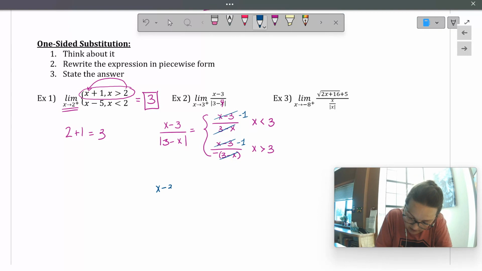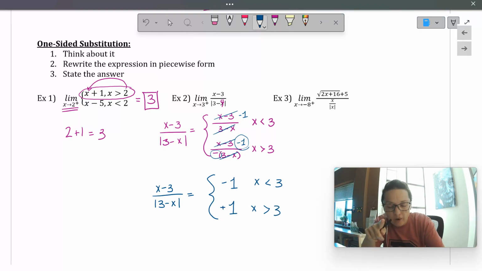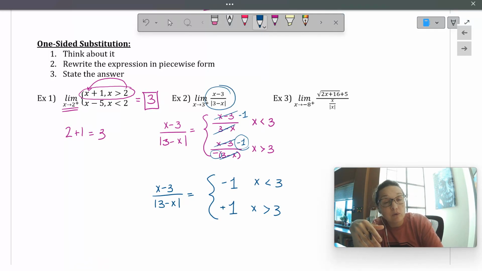So x minus 3 over the absolute value of 3 minus x actually is negative 1 when x is less than 3, and negative 1 divided by another negative 1 is positive 1 when x is greater than 3. And you might be thinking, wait, what about right at 3? Well, here's the problem. This function doesn't exist at 3. Because if x equals 3, the denominator equals 0, so the original function's undefined at 3. So I don't need to have anybody underlined.